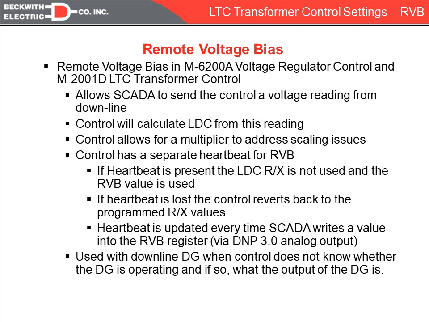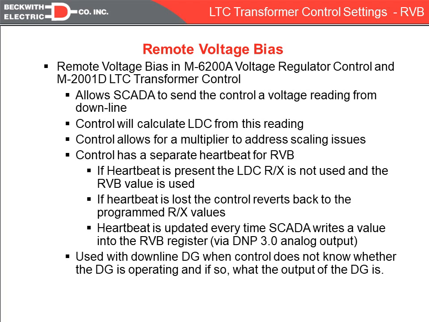Another feature we've added mainly for regulator but also LTC scenarios is something called remote voltage bias. And this is mainly due to distributed generation on a distribution circuit. If you're using line drop compensation, the control will place a line drop R and X value off of the load current it sees. So as an example, if I had a band center of 120 and an R of 4, at full load, I would add 4 volts to the 120 and I would have a new band center of 124, expecting a 4 volt drop across the circuit.